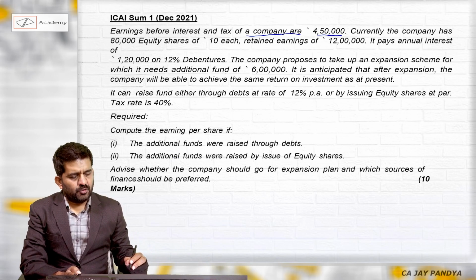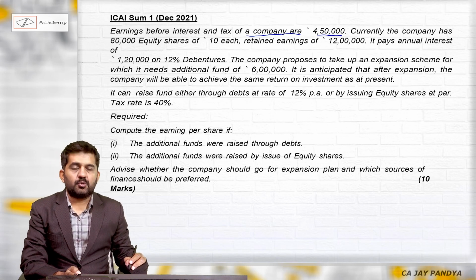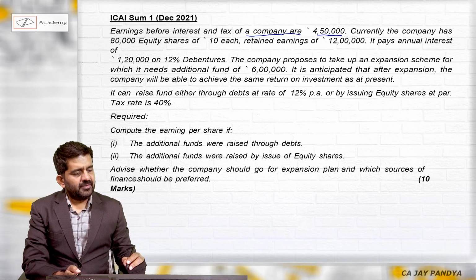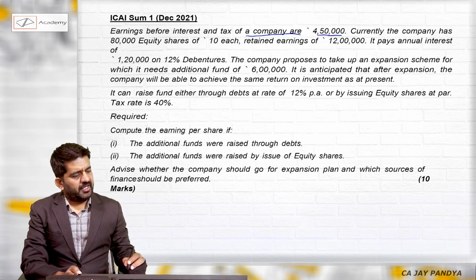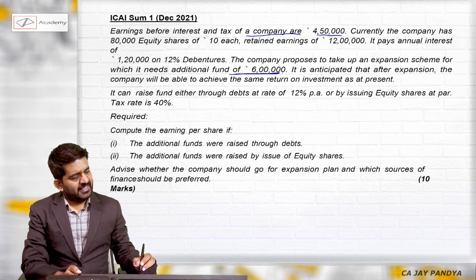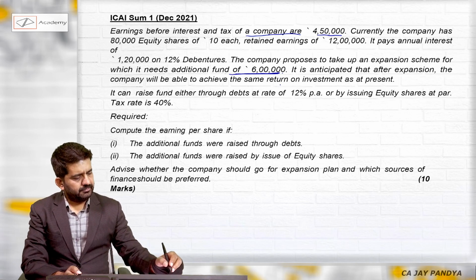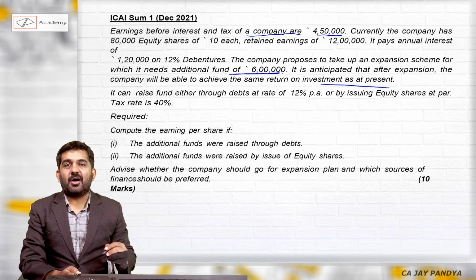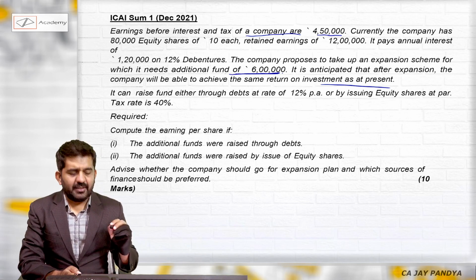It pays annual interest of 1,20,000 on 12% debentures. We can easily find out the face value of debentures. The company proposes to take up an expansion scheme for which it needs additional funds of rupees 6 lakhs. It is anticipated that after expansion, the company will be able to achieve the same rate of return on investment as present. So ROCE or R will be same.